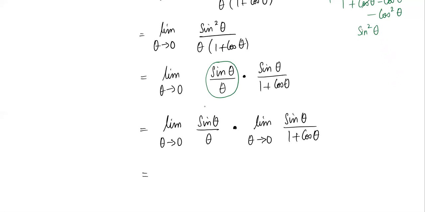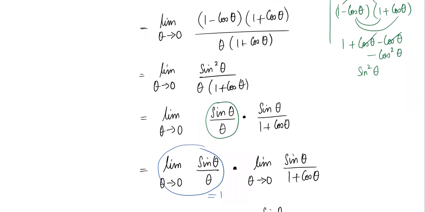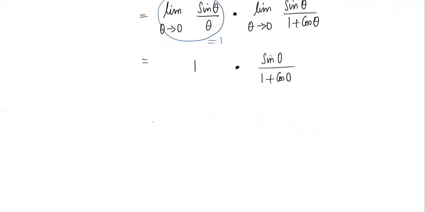So the limit of sine theta over theta as theta approaches 0 is equal to 1. So that is going to be my 1 times, if I evaluate, sine 0 over 1 plus cosine 0. One times 0 over 1 plus 1, which is 2. Cosine 0 is 1. So when you multiply these two, you get back a 0. So you got the same answer. It's just that you had to go a little roundabout.